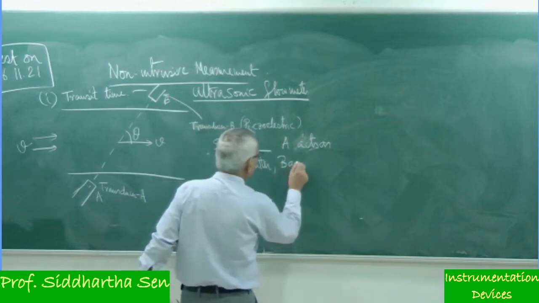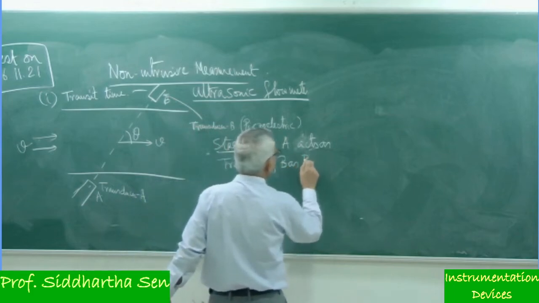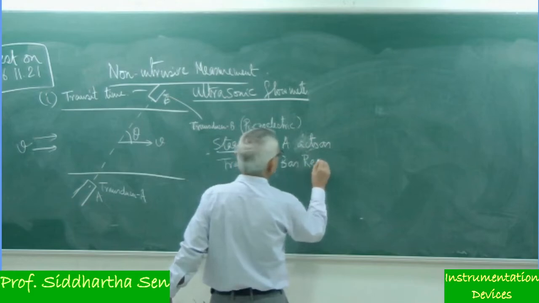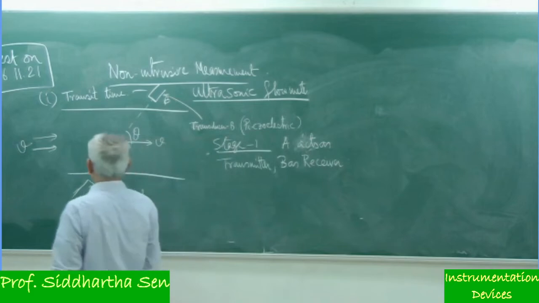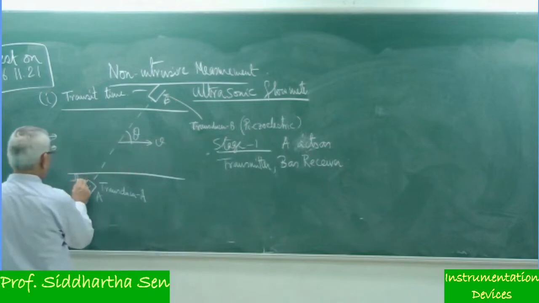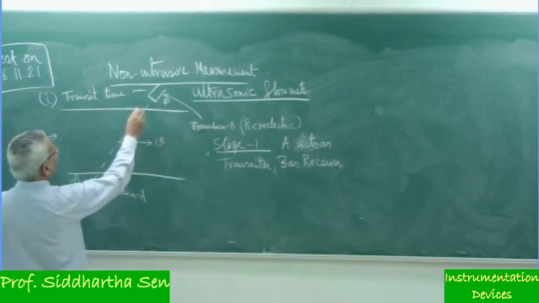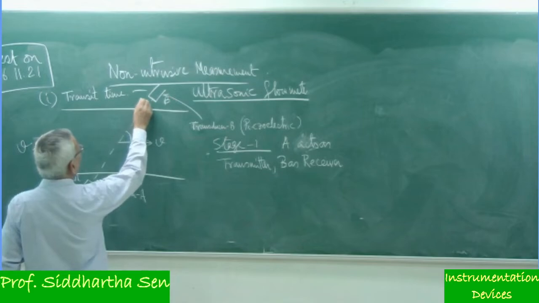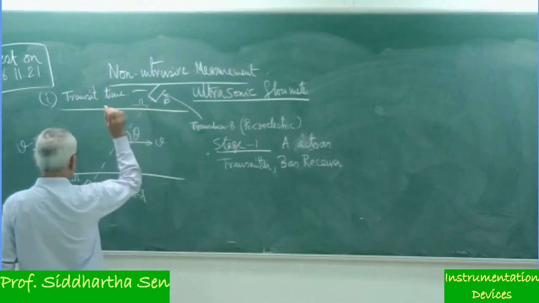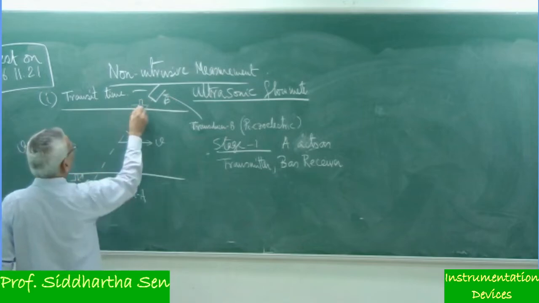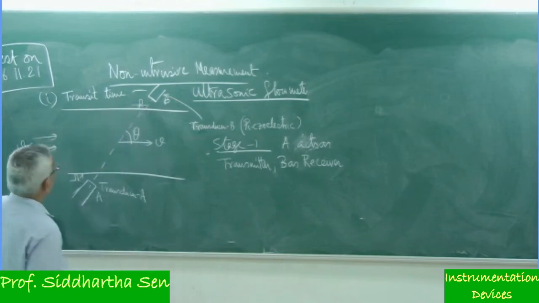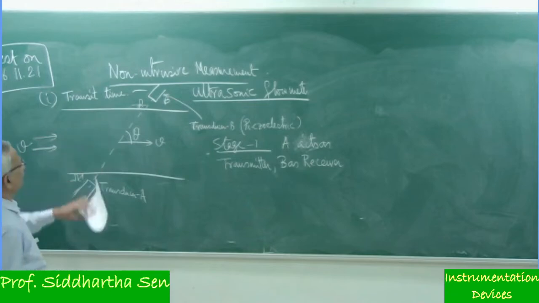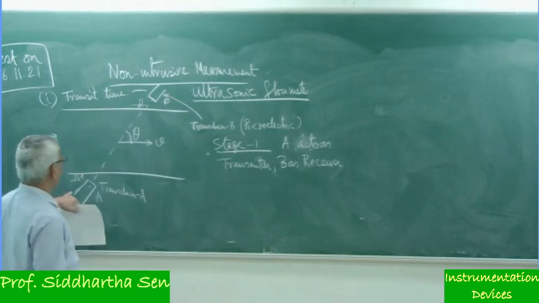B as receiver. Basically, what we can say is that I send a pulse here, and after a certain time, it will be received there. So it is going there and it is received here. So A is a transmitter and B is a receiver, and I just try to measure the time.